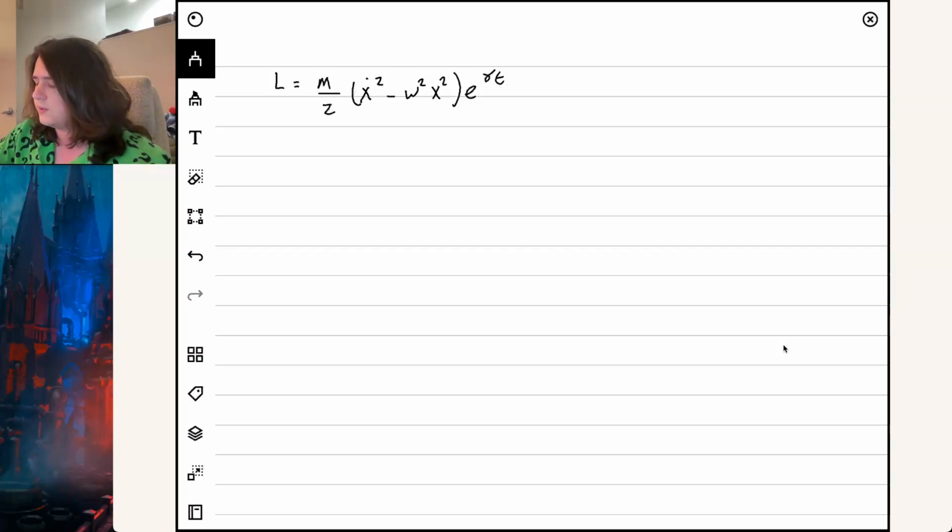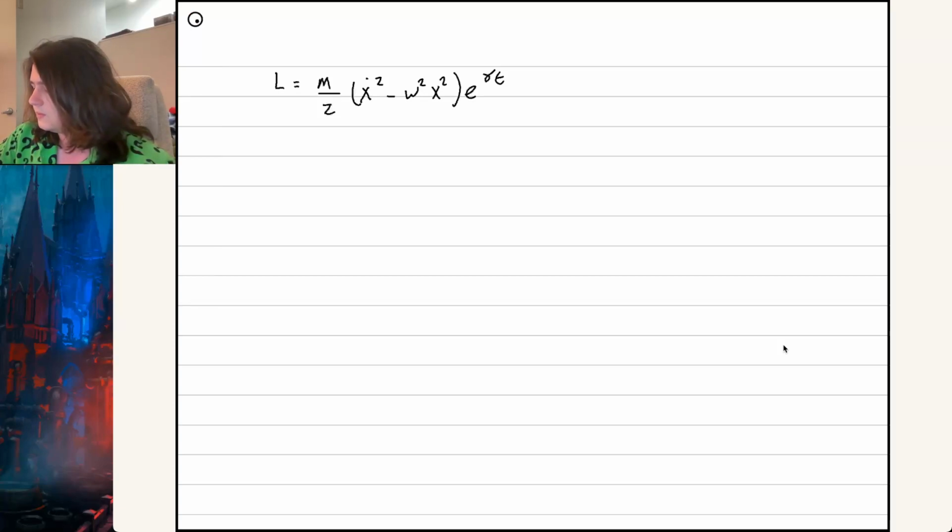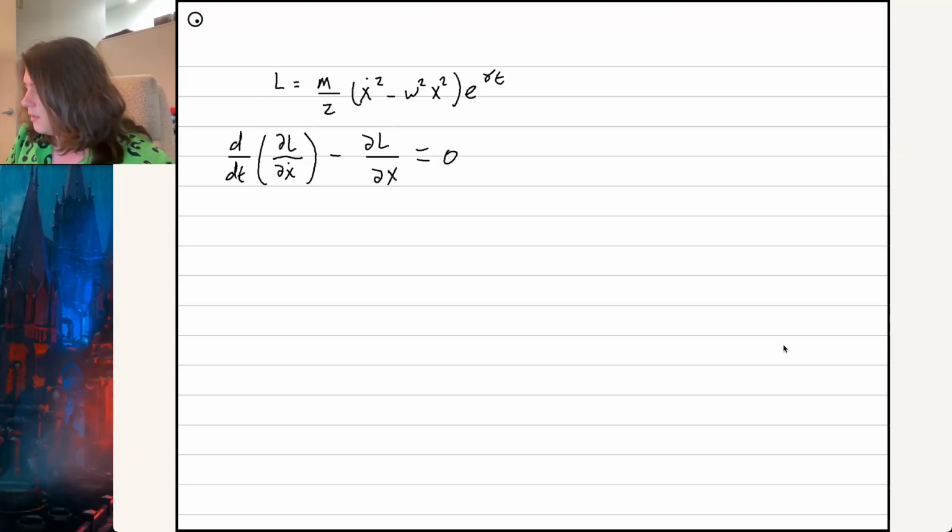So, equations of motion are found as normal using the Euler-Lagrange equation, which I'll just write out here. The time derivative of the partial derivative of the Lagrangian with respect to generalized velocities minus the partial derivative of the Lagrangian with respect to generalized coordinates is equal to 0. It's a one-dimensional problem, so all we have to do is x and x dot here. So let's just do these partial derivatives. Del L del x dot is just m x dot times e to the gamma t.